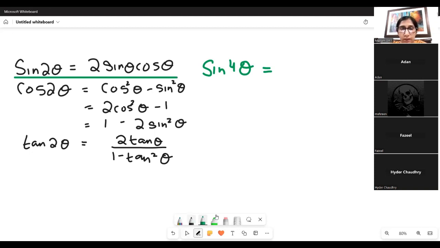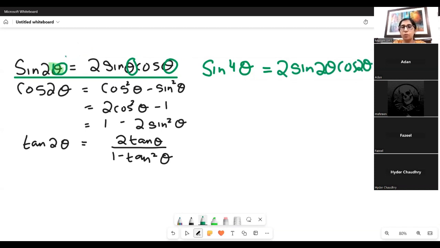Exactly. What is happening is that the angle is doubling. This theta is now 2 theta. This theta is now 2 theta. That's why it's not sine 2 theta anymore, but sine 4 theta. That means this would also become 2 theta, and this will also become 2 theta. So sine 4 theta would be 2 sine 2 theta cos 2 theta.